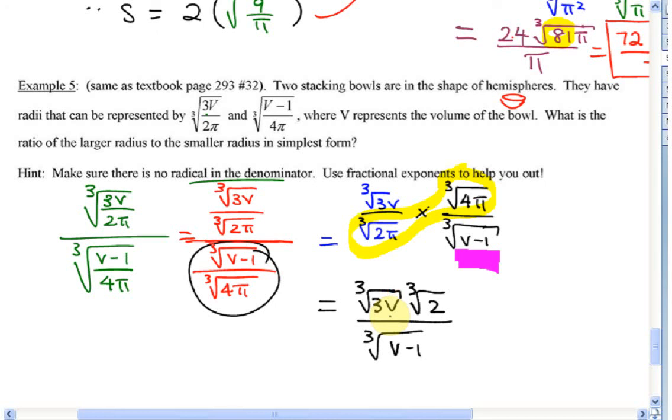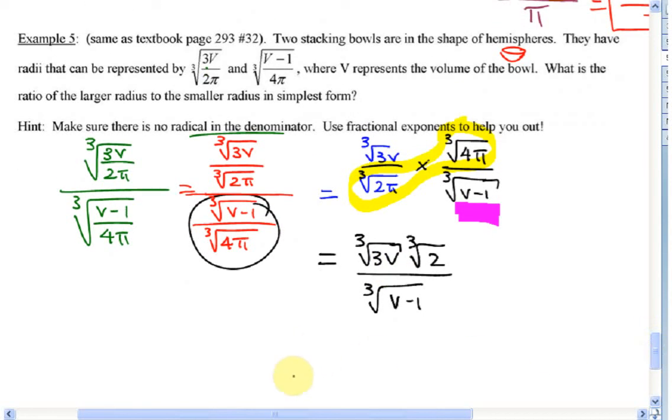Now, can I simplify the stuff on the top? Notice the index is the same. So what can I do with the stuff underneath the roots? I can put them together, and I heard someone whisper the number 6. Well, that's good. The cube root of 6v all over the cube root of v minus 1. Well, now you're almost done.